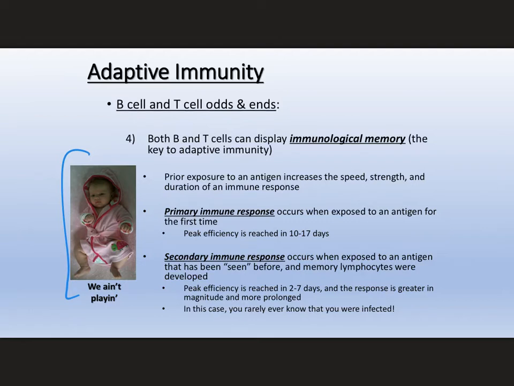B and T cells both can come as memory cells. And memory cells are sort of the hallmark of adaptive immunity. We call it immunological memory, right? The ability of cells in your body to be prepared for the return of an infectious agent. And again, without going into too much depth here, although I want to because I love this stuff, your body has a primary response, which is when your body is exposed to an antigen for the first time.